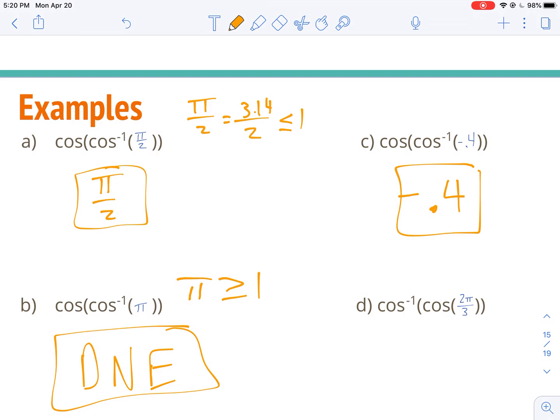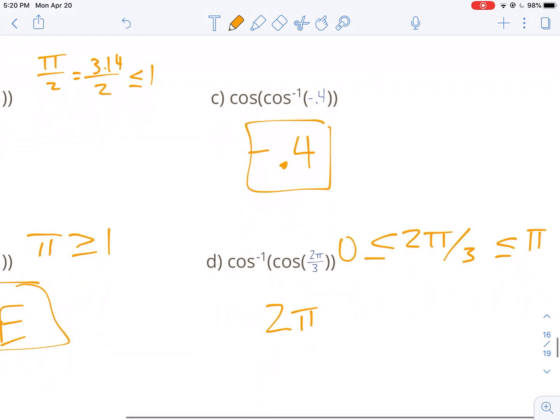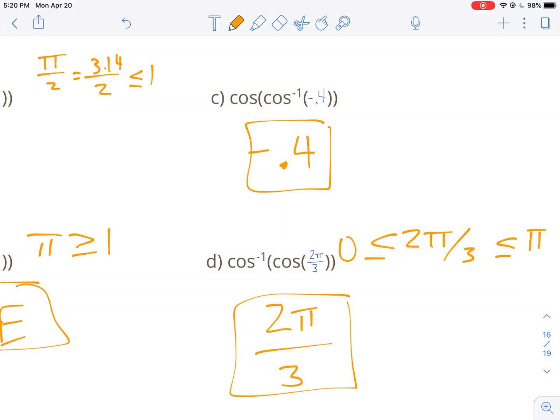And then for D, I'm taking the inverse cosine of the cosine of 2 pi over 3. 2 pi over 3 does fall between 0 and pi. It is greater than or equal to 0, and it is less than or equal to pi. So that means my answer here is just going to be 2 pi over 3.